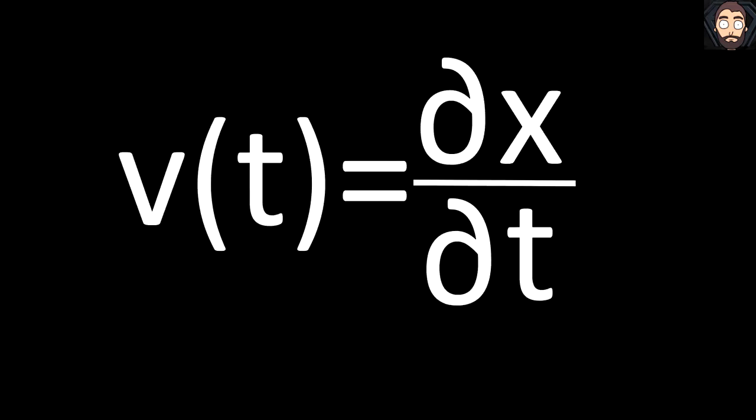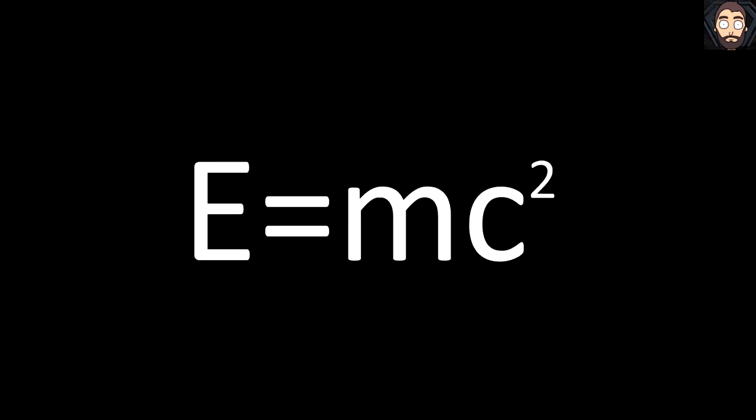Now, if you consider the equation v = Δx/Δt, for example, it states that the speed of an object is described by its change in position over time. E = mc² states that an object with mass m moving at the speed of light c will be transformed, or more technically, viewed as energy.